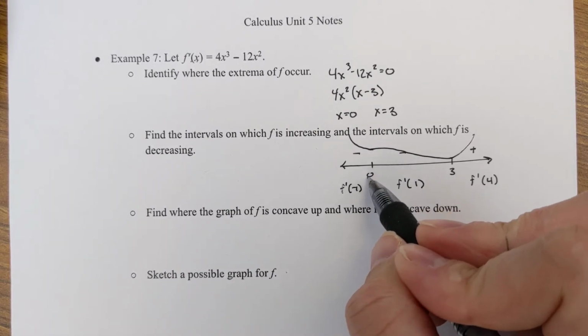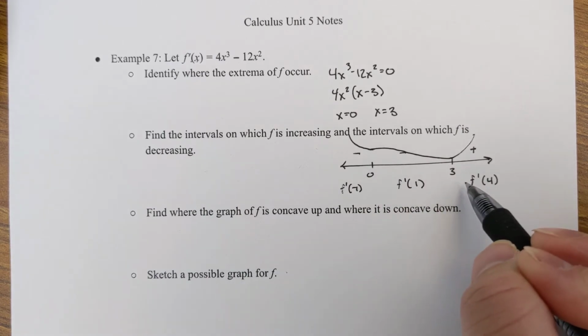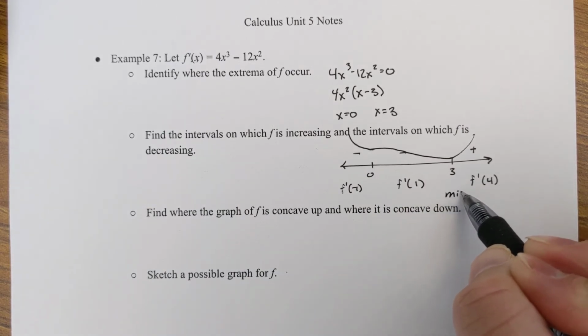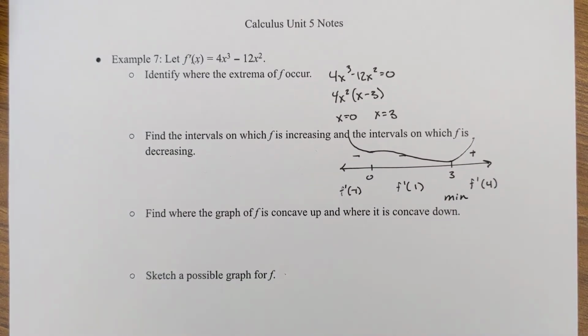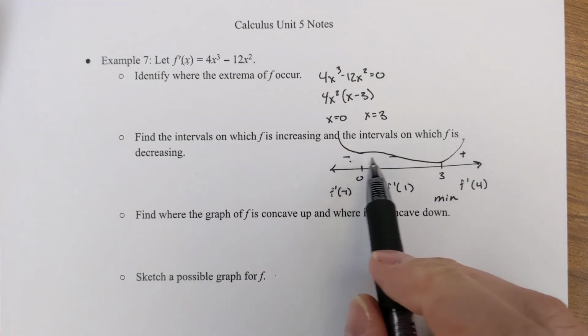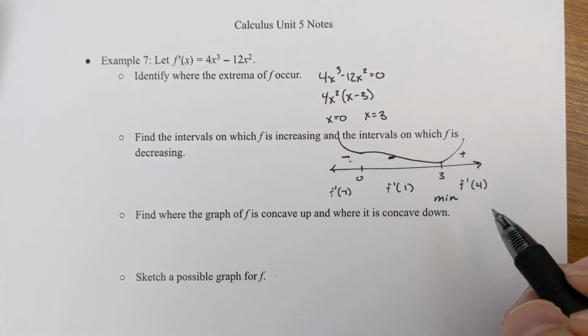So here at f 0, I don't have a max or a min. At 3, I have a minimum value. The derivative sign doesn't change at 0.